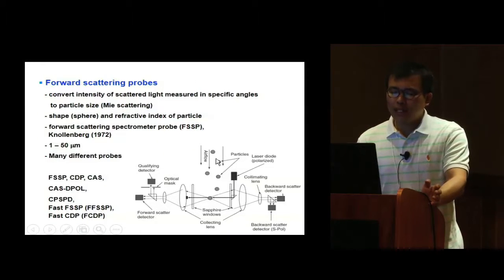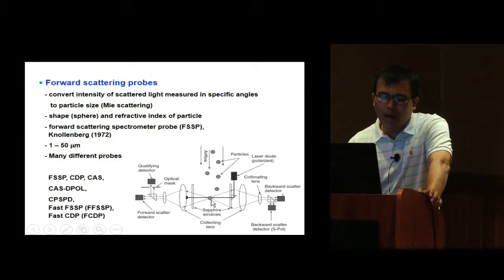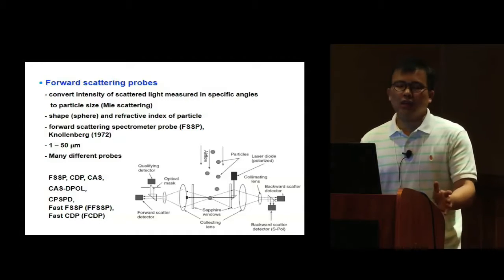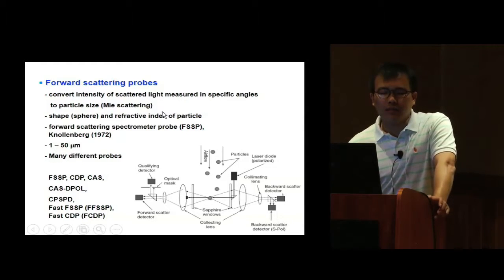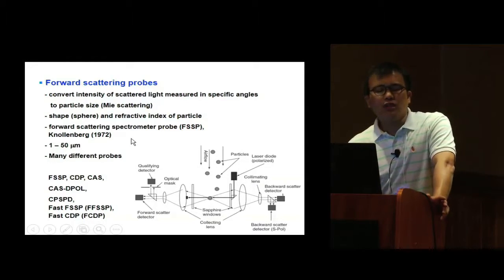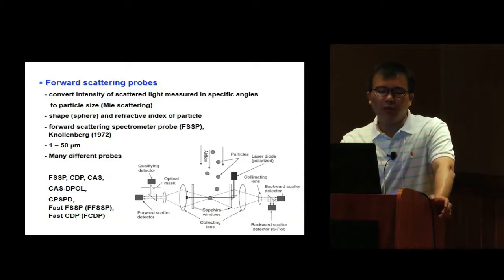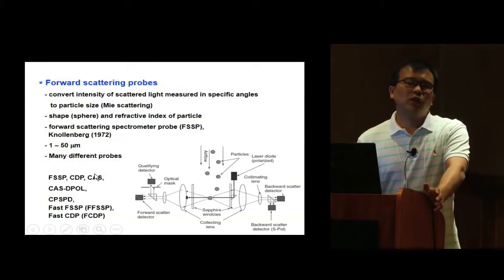So how does a forward scattering probe work? When a particle passes through the sample volume, it is illuminated by a laser beam and there is scattered light. We observe this scattered light in particular directions, and we assume that we know the shape and refractive index of the cloud particles. Forward scattering probes were developed in the 1970s and measure particle sizes smaller than 50 micrometers. There are many different types of forward scattering probes, but the working principle is the same.